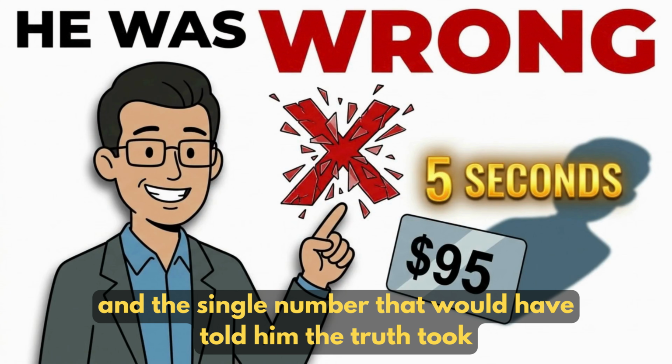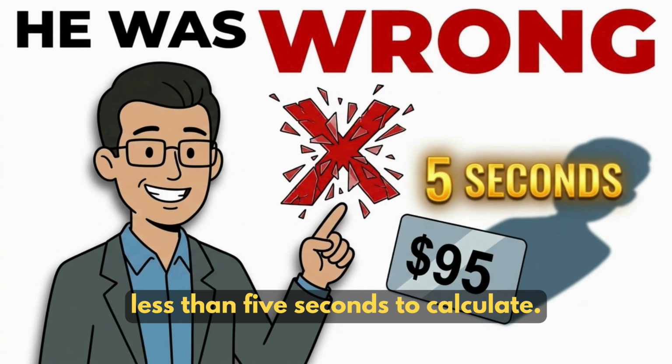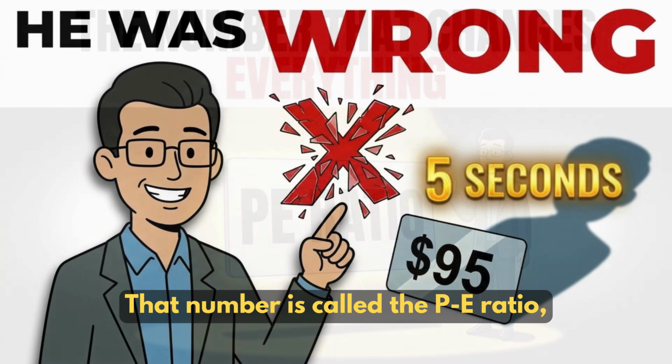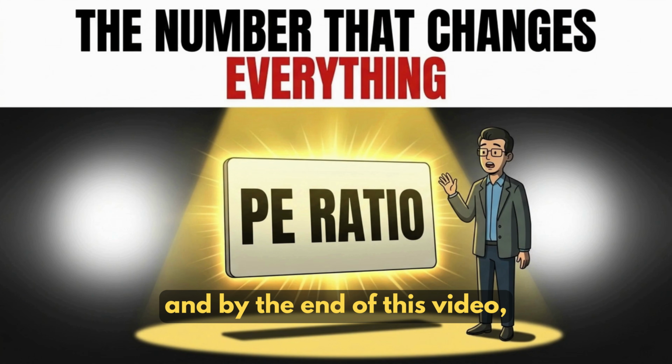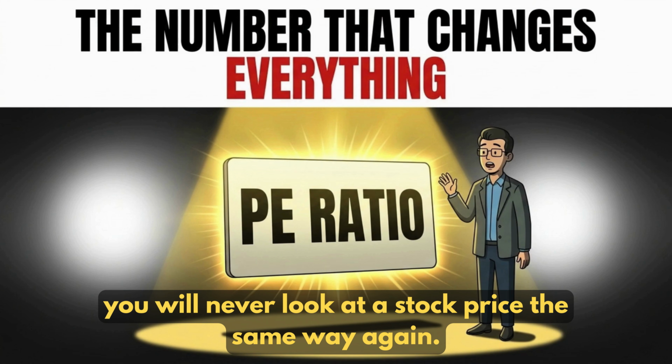He was wrong, and the single number that would have told him the truth took less than 5 seconds to calculate. That number is called the P/E ratio, and by the end of this video, you will never look at a stock price the same way again.